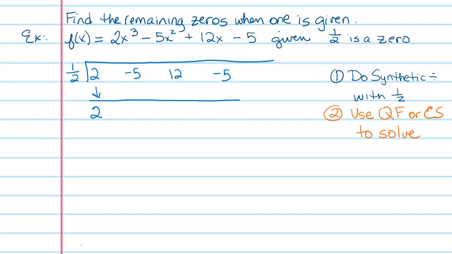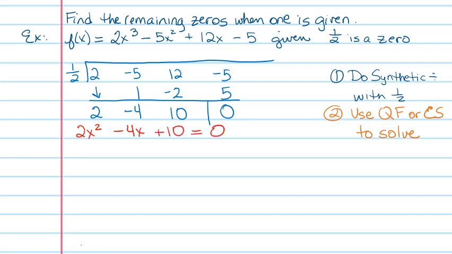So we're going to use synthetic division with the 1/2. And remember, taking half of something is like dividing by 2. So half of 2 is 1. And then I add that and get negative 4. Half of negative 4 is negative 2. And then I add that, I get 10. And then half of 10 is 5, and I get 0. So now this resulting quadratic is 2x squared minus 4x plus 10 equals 0.